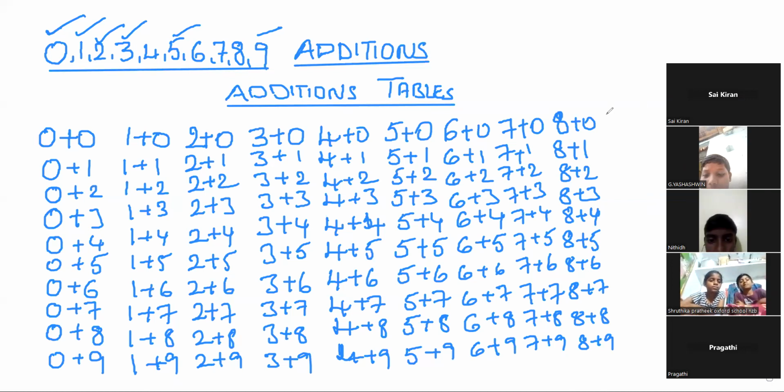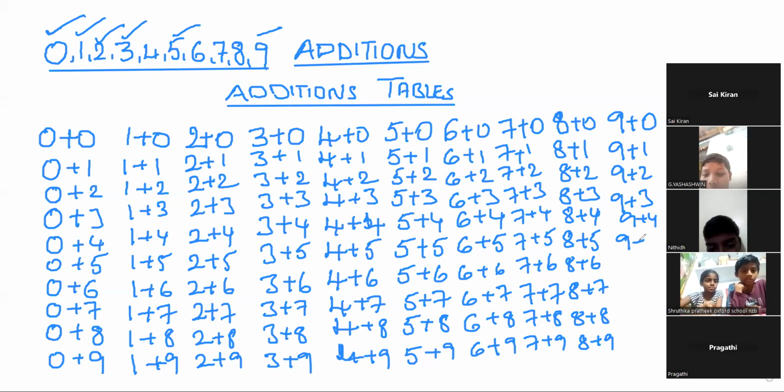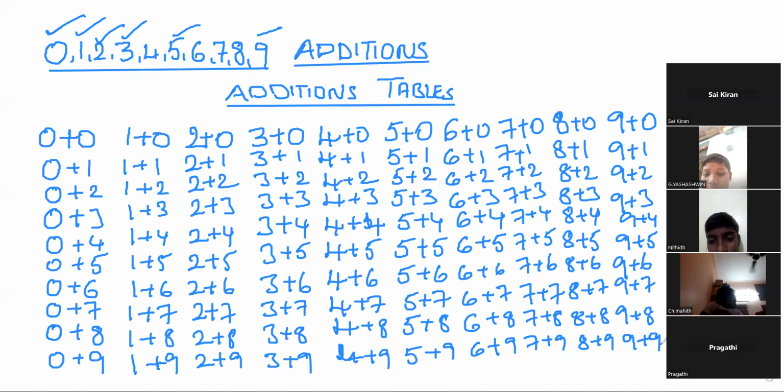Now, finally, they took 9. Finally, 9 plus 9. So we are done with all the digits, right? We started from 0 plus 0 and we ended at 9 plus 9.